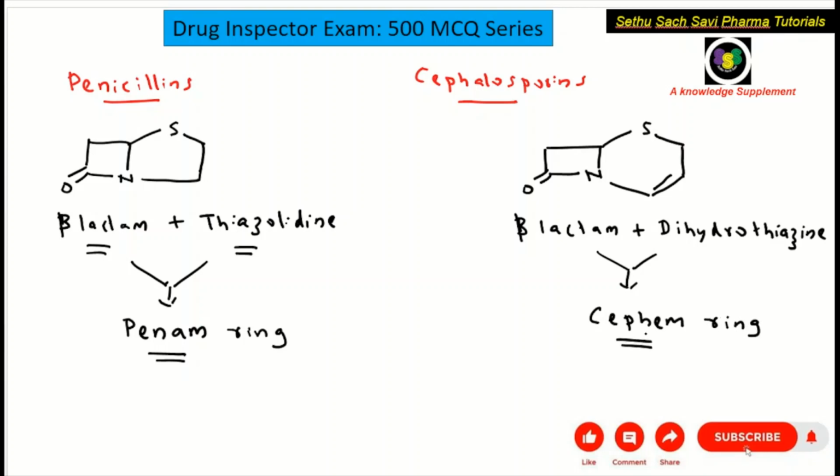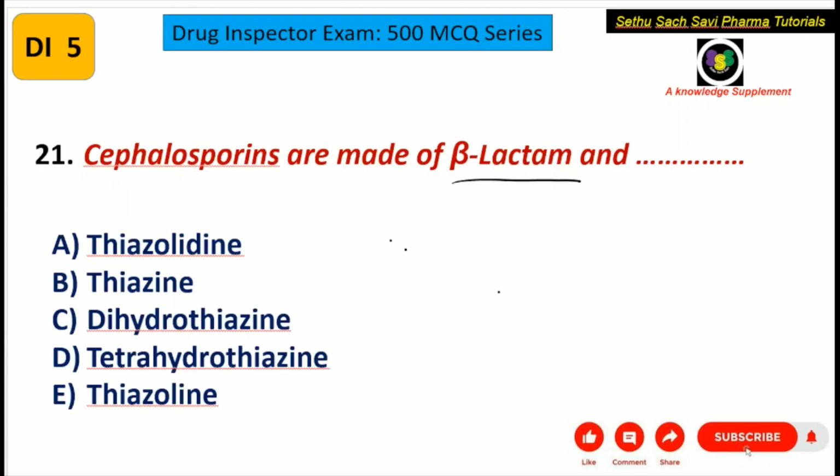So penicillins are fusion of beta lactam and thiazolidine, and the ring is called as penum, whereas cephalosporin is the fusion of beta lactam and dihydrothiosin. Together they are called as cepham ring. So coming back to your question, cephalosporin are made up of beta lactam and dihydrothiosin. The correct answer for this question is C choice.